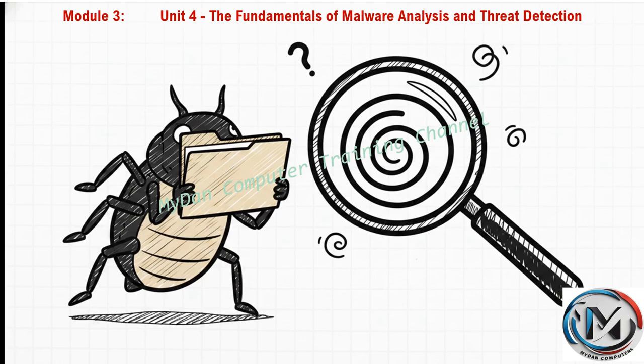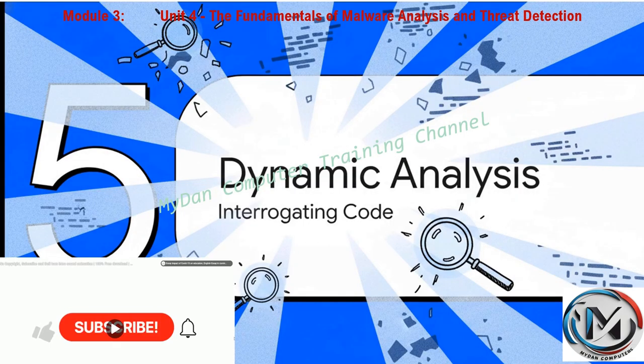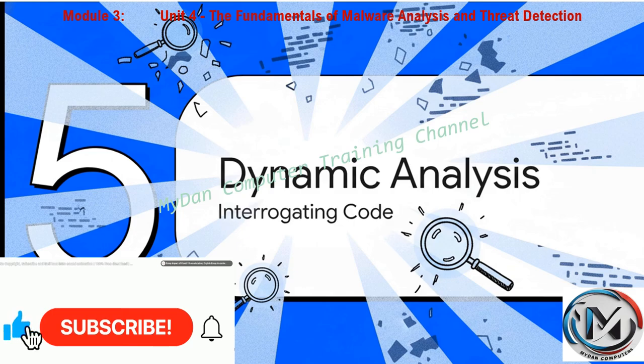They use some brilliant evasion tactics, like injecting misleading instructions just to confuse our reverse engineering tools, and they might even build in ways to detect the analysis tools themselves. So because of all that, simply looking at dormant code isn't always going to crack the case. And that forces us right into Section 5, Dynamic Analysis, Interrogating Code.